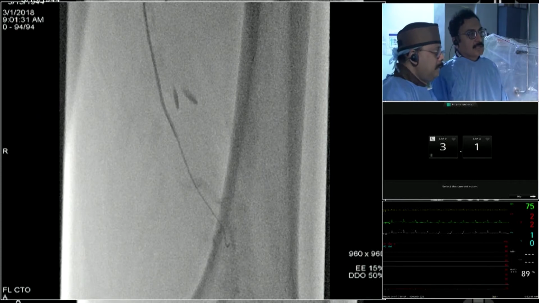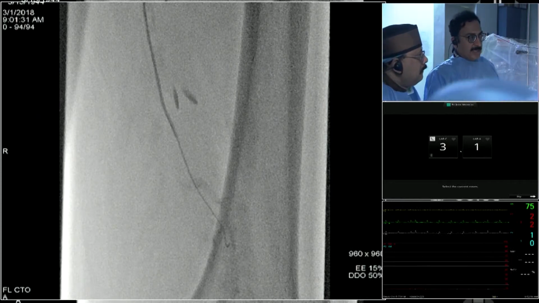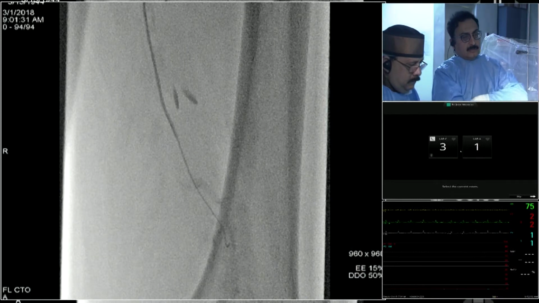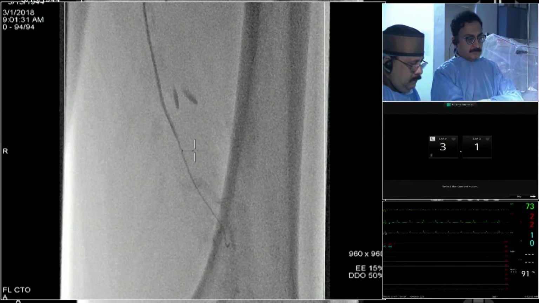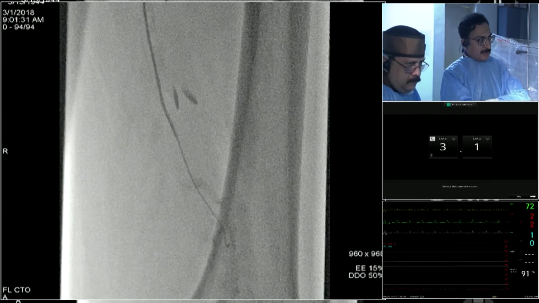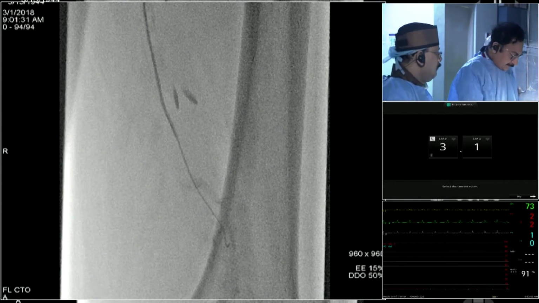Yeah, that is a technique that has been popularized by the group in Leipzig, these are the guys. But my bailout approach would be that. Go ahead, please. I think you go ahead with your plan. If you succeed in the antegrade crossing, that'll be fine.